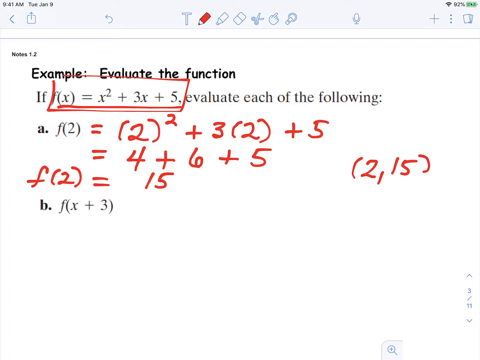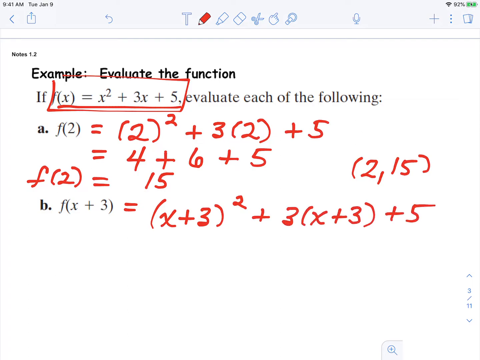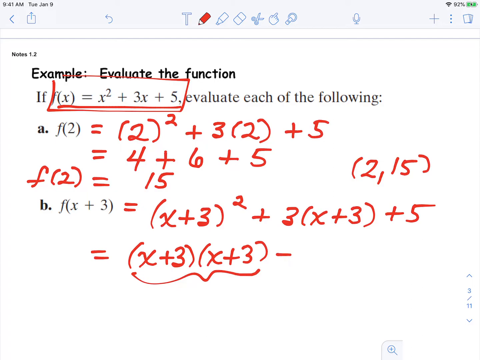The second part, B, says evaluate it for an expression, an algebraic expression. So we substitute x plus 3 in for x. Now what we have is a binomial times another binomial. So we're going to have to distribute those together, so we're going to have to FOIL them. We also have to distribute this 3 through that parentheses. So now we're ready to FOIL.